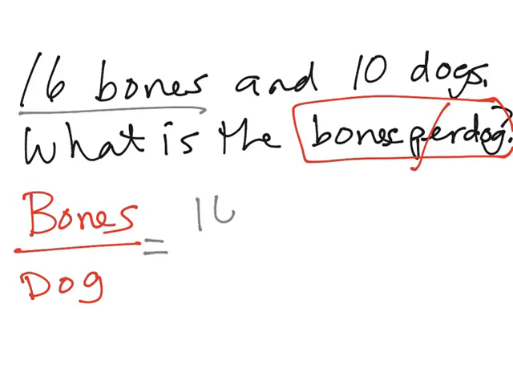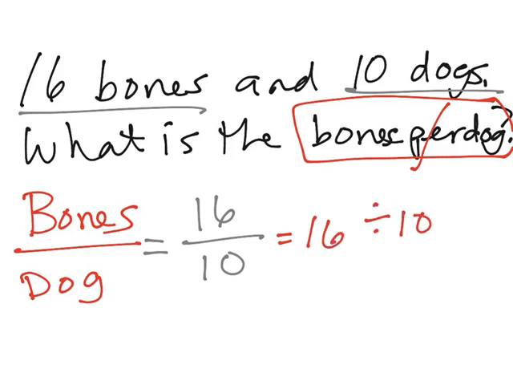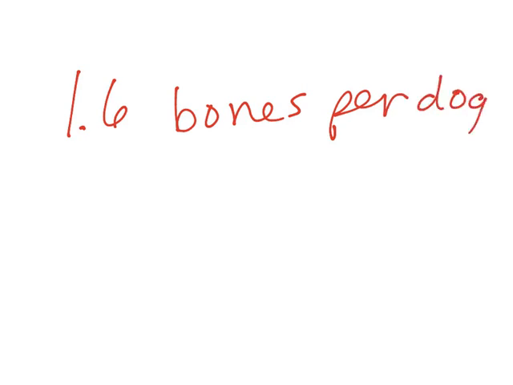I have 16 bones. That goes in the numerator. I have 10 dogs. Goes in the denominator. So now I would take 16 divided by 10 in my calculator. Top divided by bottom. And that gives me 1.6. So I would say we have 1.6 bones per dog. And that's the idea of per.